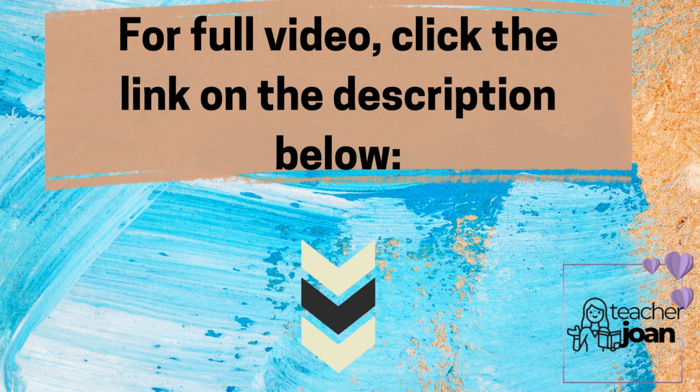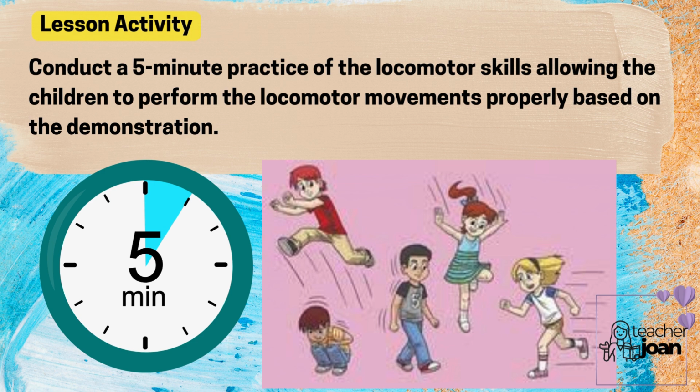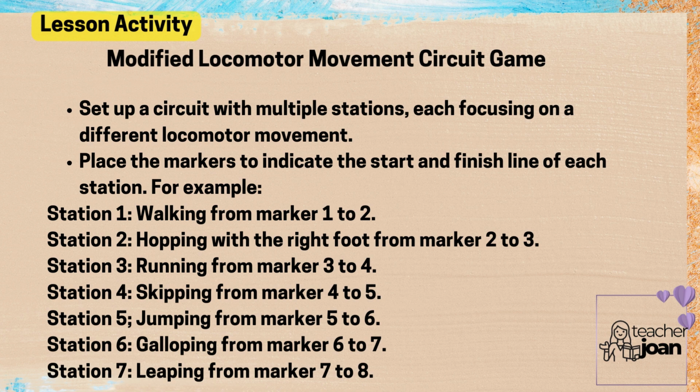Lesson activity. Conduct a 5-minute practice of the locomotor skills, allowing the children to perform the locomotor movements properly based on the demonstration. Modified locomotor movement circuit game. Set up a circuit with multiple stations, each focusing on a different locomotor movement. Place the markers to indicate the start and finish line of each station.